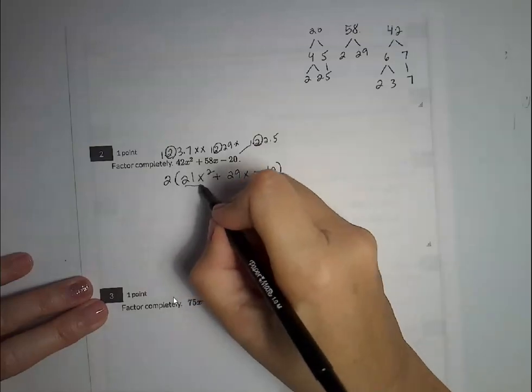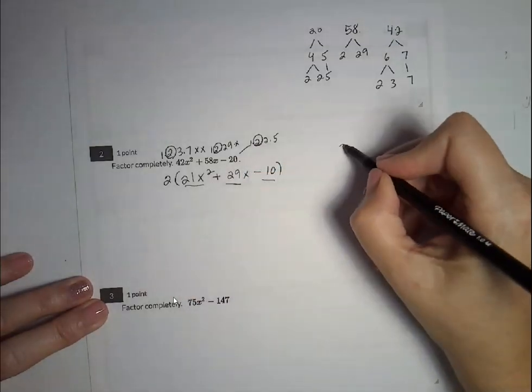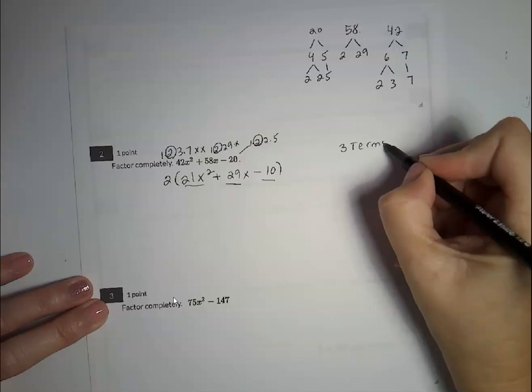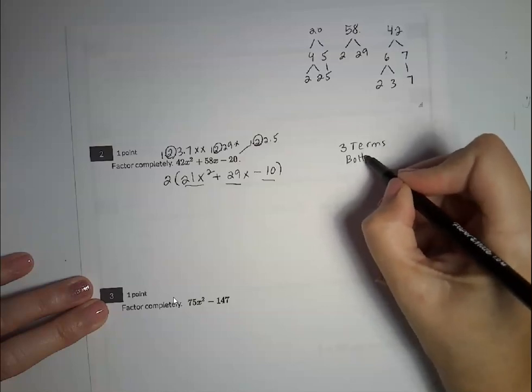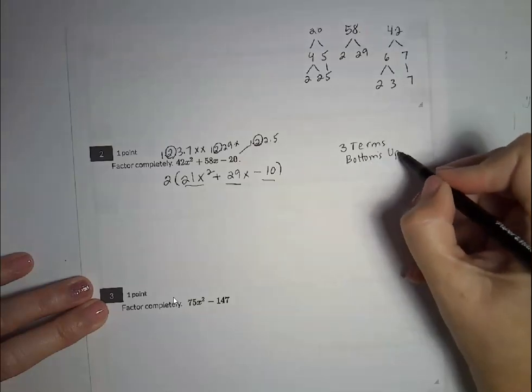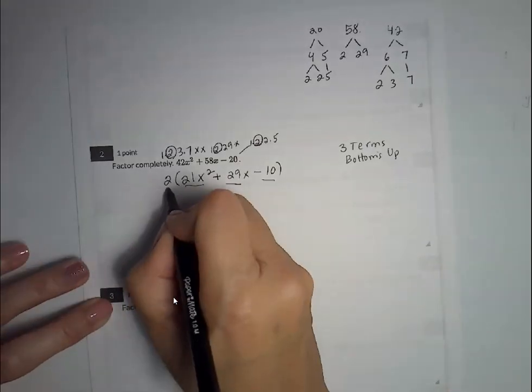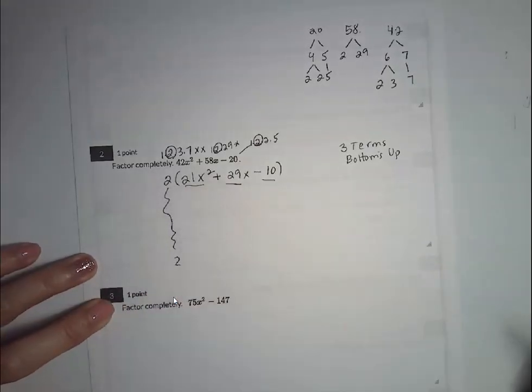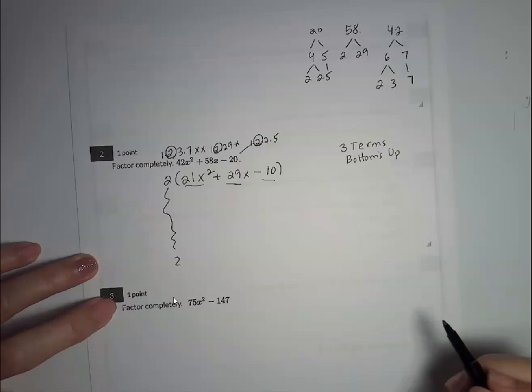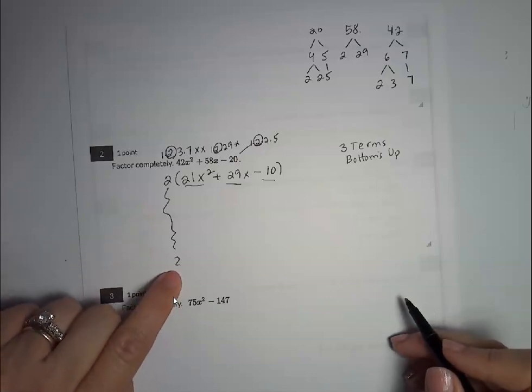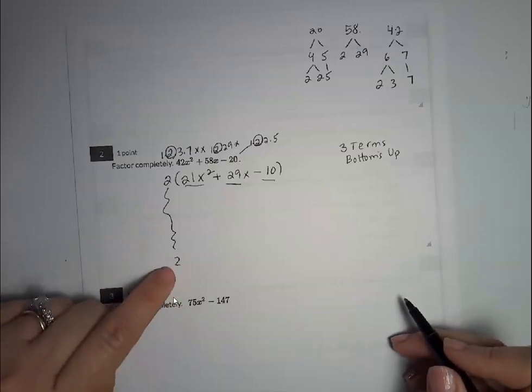Now I count the number of terms, 1, 2, 3. There are 3 terms, and when I have 3 terms, I want to use bottoms up. You don't have to use this method. You may use whatever method you like. One other tip too, I would go ahead and type 2 in the answer slot, because that is our greatest common factor, and so it's ready. Oftentimes it's forgotten. Don't forget that one.